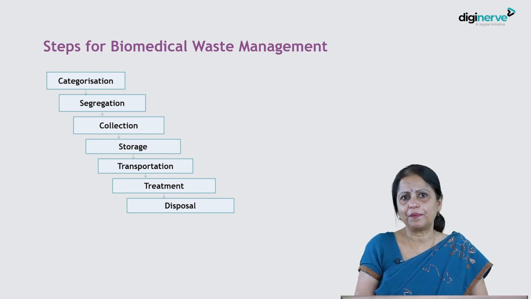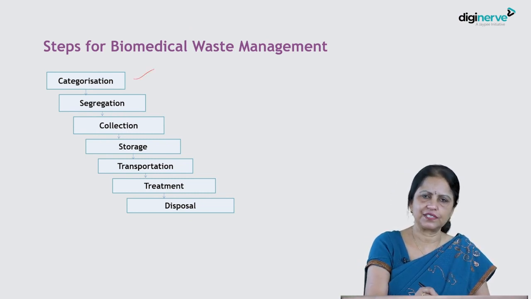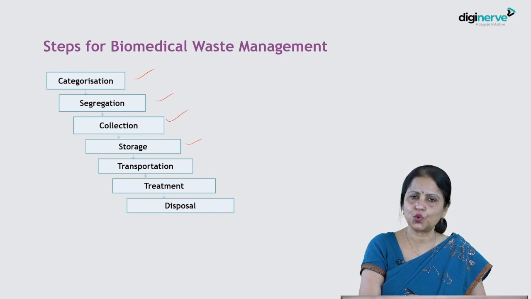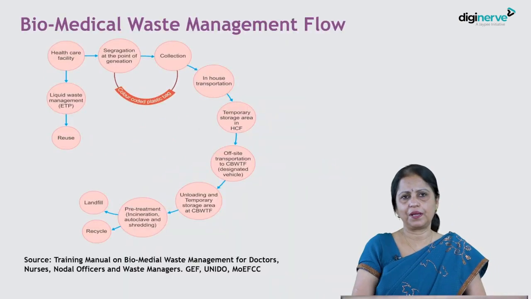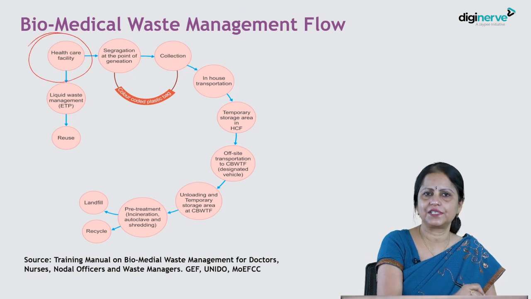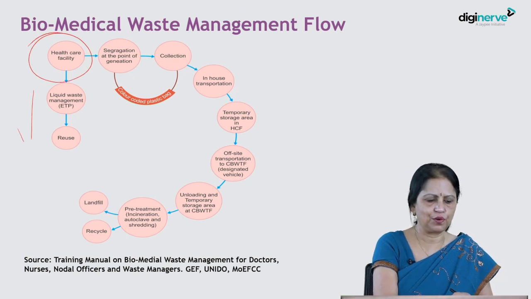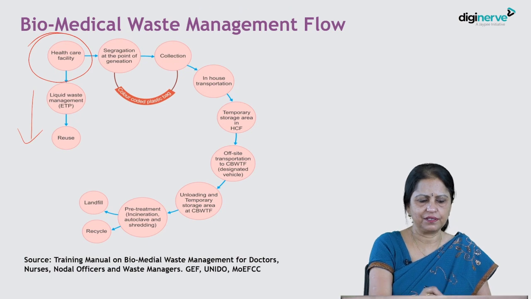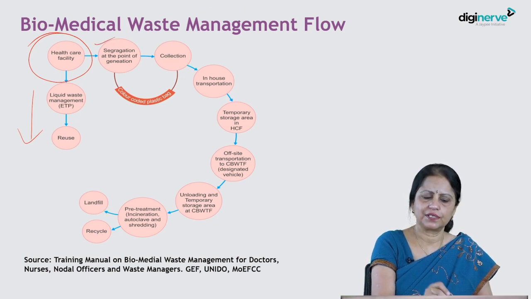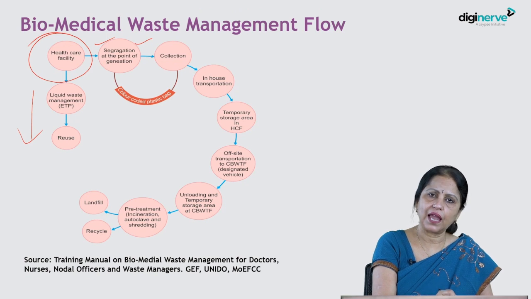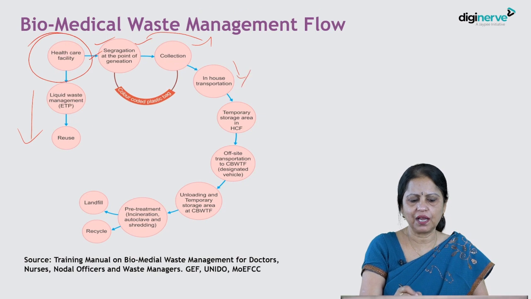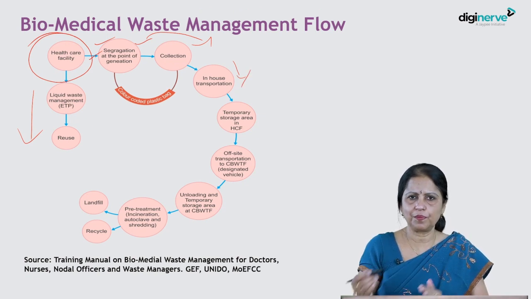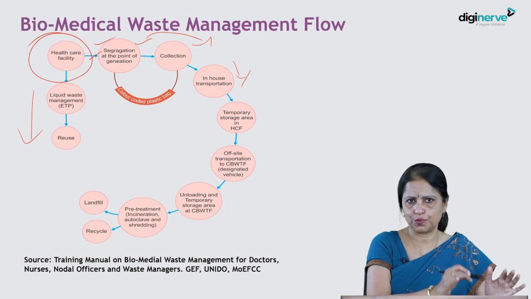So now steps of biomedical waste management. First is categorization, segregation, collection, storage, transportation, treatment, and finally disposal. So this is the flow of the biomedical waste. This is the healthcare facility where the waste is generated. The liquid flow is managed here, and then the solid waste. The segregation is done at the point of generation. Subsequently collection, then transportation, in-house transportation. That means from the point of origin to the storehouse, wherever it is stored.